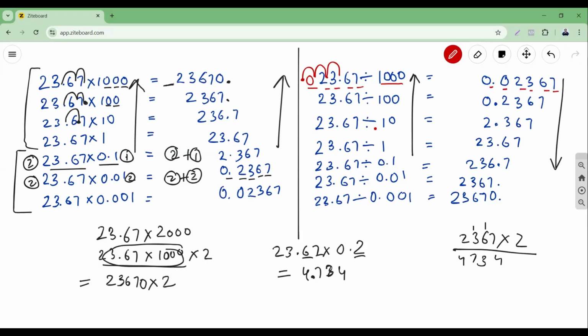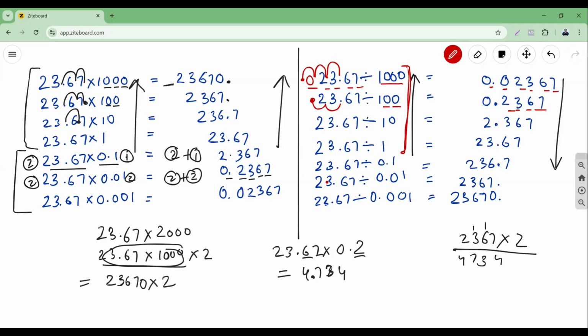That's what we got. Similarly, for division by 100, we know the answer will reduce. If the answer is reduced, that means the decimal point should move to the left by 2 places. So it moves to the left and the point comes here. So 0.2367, that's what we have got here, right? So this is how it goes. This is all for one decimal number divided by a whole number. This is how the pattern goes.